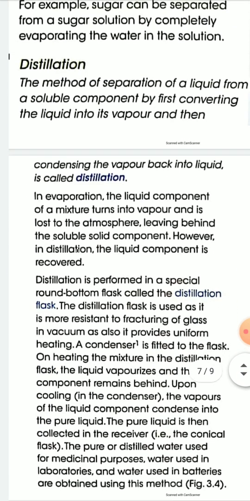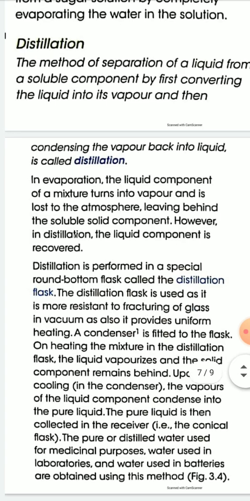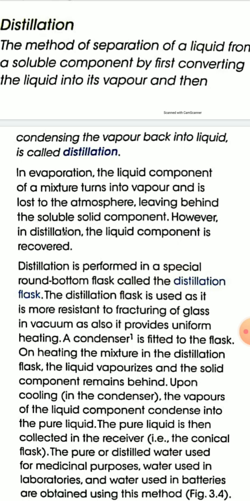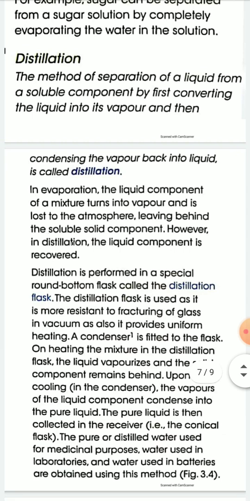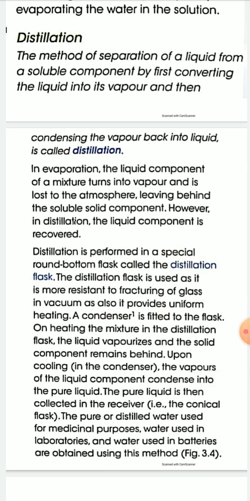Next, distillation. The method of separation of a liquid from a soluble component by first converting the liquid into its vapor and then condensing the vapor back into liquid. This is called distillation. Like evaporation, in this method, liquid is converted into gaseous state, and then the vapor is condensed and becomes liquid again. Distillation is the method of separation of liquid from a soluble component by first converting the liquid into its vapor and then condensing the vapor back into liquid.